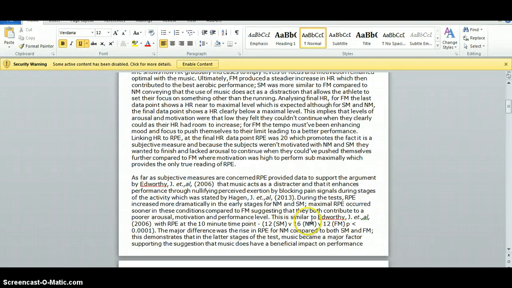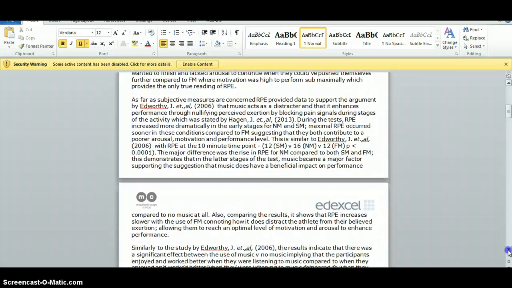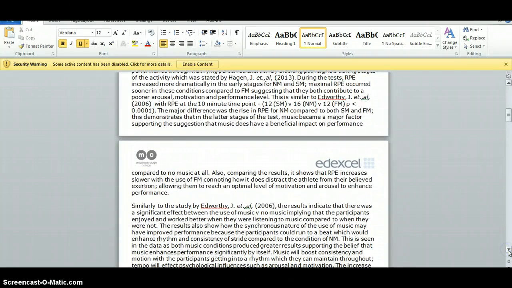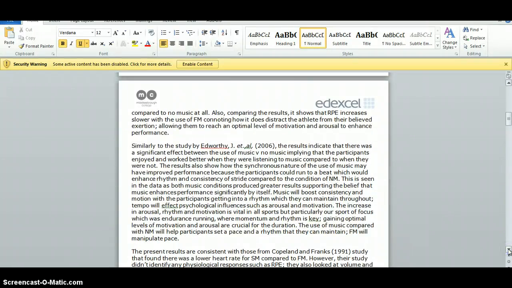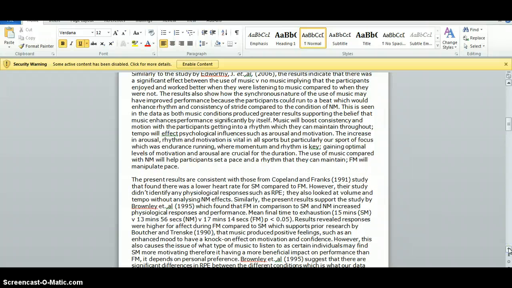They've put in their results again, for each of the different conditions, which is excellent. They've used specific time points from their results to help strengthen the point that they're trying to make, which is exactly what I expect you to do. They talk about a couple of different studies. They talk about the difference in RPE and heart rate. So we've got Edworthy there, we've got Copeland and Frank, so we're talking different studies all the time.